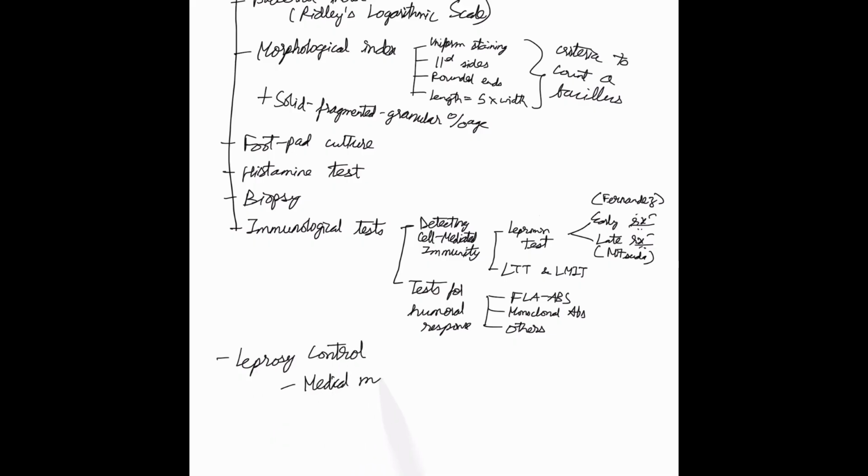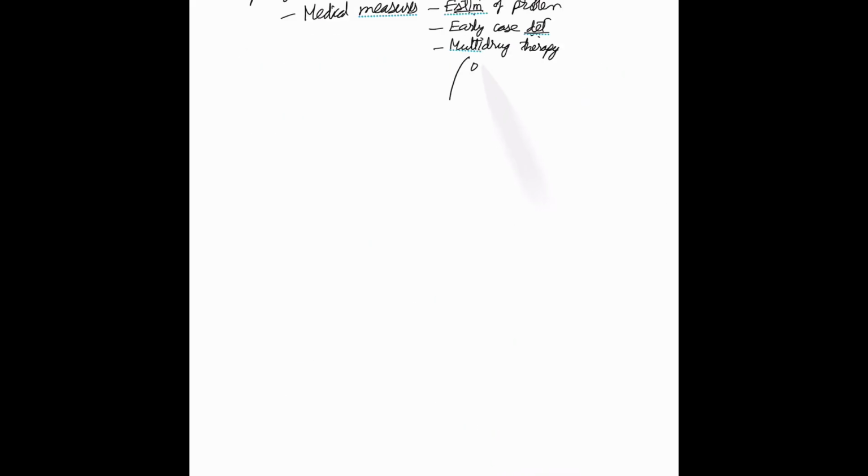Coming to leprosy control, we have medical measures which include estimation of the problem, early case detection, and multi-drug therapy. And you should know the objectives of multi-drug therapy and various definitions: the definition of a case, definition of paucibacillary case, multibacillary case, and adequate treatment, regular treatment, a newly diagnosed case, defaulter case, and a relapsed case.